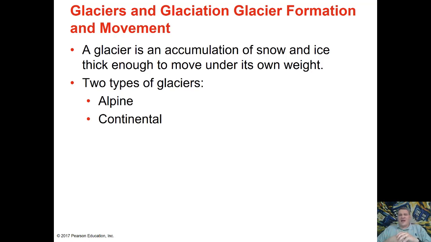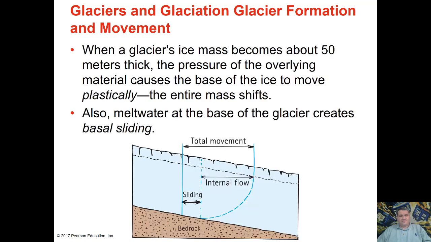Okay, well, all glaciers are actually accumulations of snow and ice that have become thick enough and heavy enough that it actually moves under its own weight. Okay, so as the glacier builds up, once it becomes about 50 meters thick, the pressure from the overlying layers actually causes the entire mound of ice to begin to slide or flow plastically. Okay, so if you remember plastic, we talked about this with the interior of the Earth. It is still a solid, but it's able to flow and move under pressure. Okay, so because we have pressure of the material on top, the ice actually begins to slide plastically.